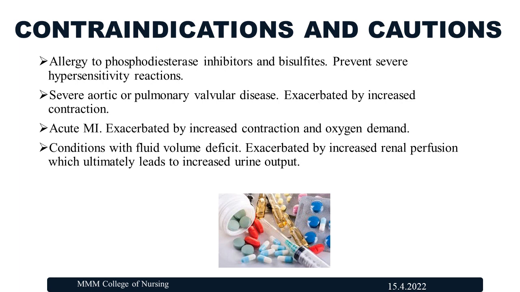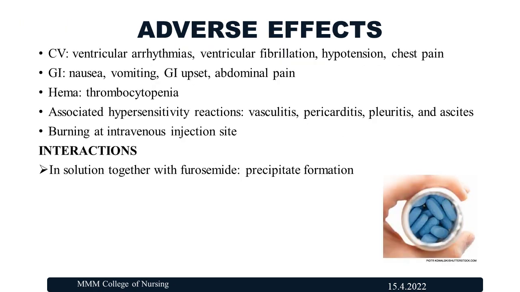Contraindications: allergy to phosphodiesterase inhibitors or bisulfites, which can cause severe hypersensitivity reactions; severe aortic or pulmonary valvular disease; acute MI; and conditions with fluid volume deficit. Adverse effects: cardiovascular, ventricular arrhythmias, ventricular fibrillation, hypertension, chest pain; GI, nausea, vomiting, GI upset and abdominal pain; hematologic, thrombocytopenia; hypersensitivity reactions, vasculitis, pericarditis, pleuritis and ascites; burning at the intravenous injection site.